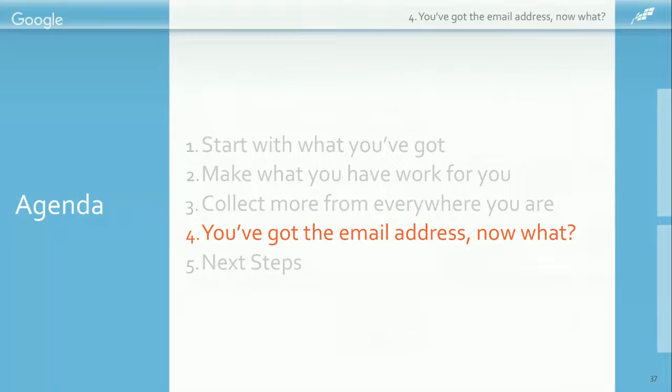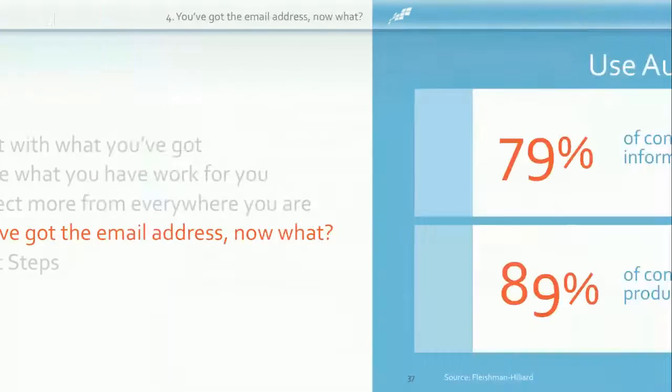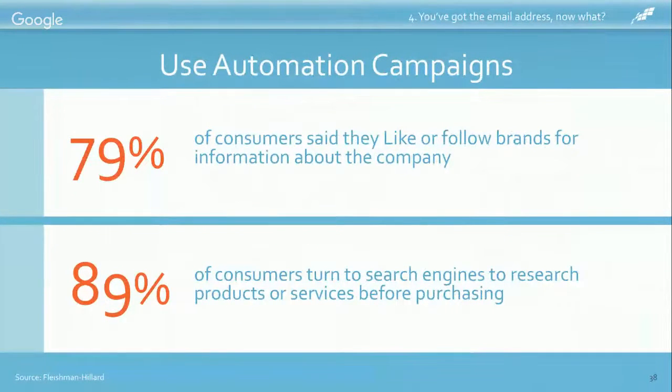Let's talk now about what to do now that you've got an organized and segmented email marketing list and you've begun to regularly collect new contacts. You're going to want to ensure that your business or nonprofit makes a strong first impression and a quality relationship is established early on so that your customers and supporters know what to expect from you and you know what they're looking for. Automation campaigns are huge and they're incredibly easy.